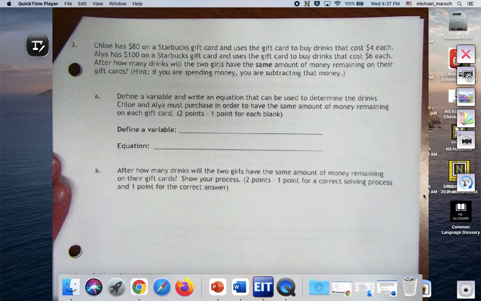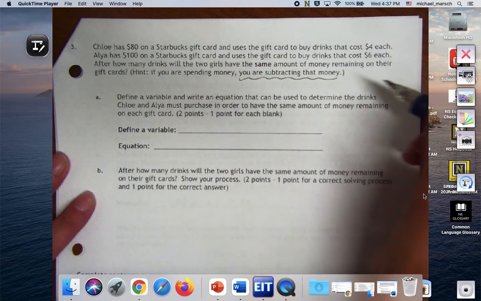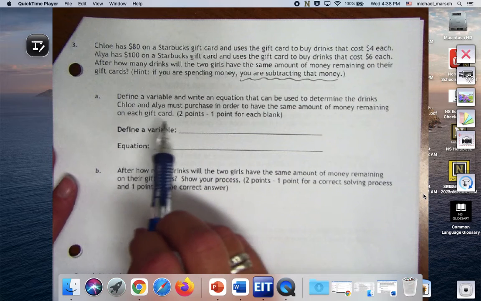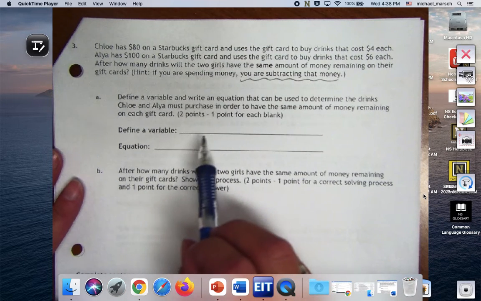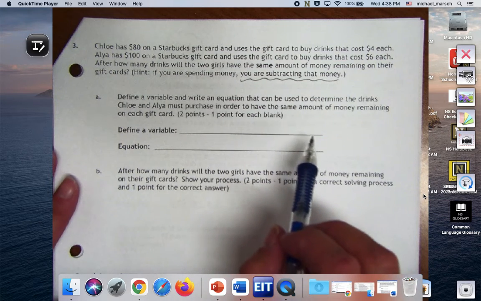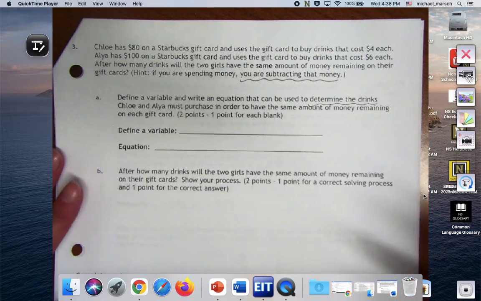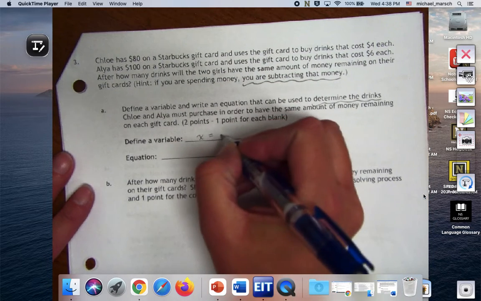Okay, now there's a hint here. The hint says if you are spending money, you are subtracting the money. So this is a little bit different than what we've done before. Define a variable and write an equation that can be used to determine the drinks they must purchase in order to have the same amount of money remaining. So my variable here, x, is going to be the number of drinks.